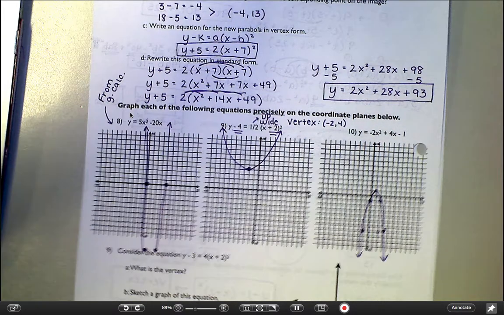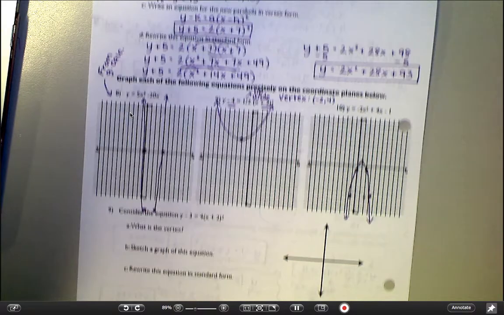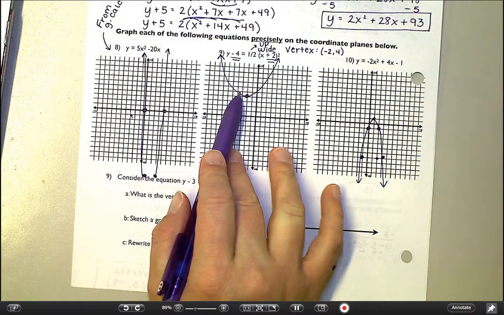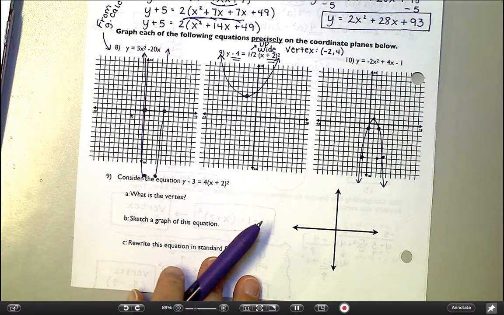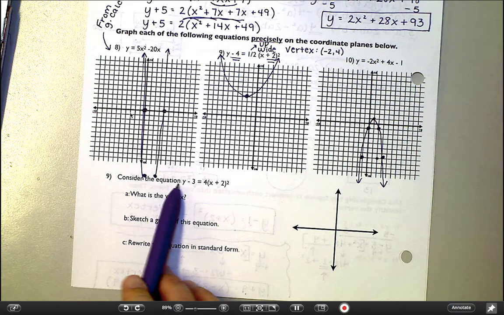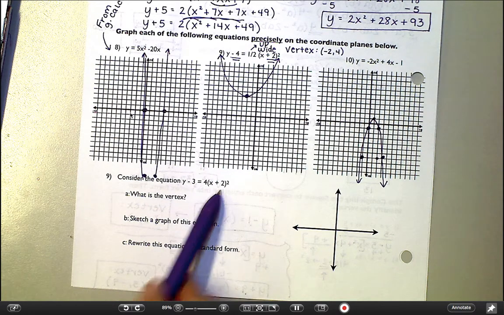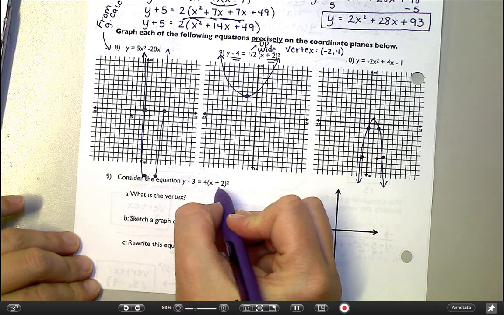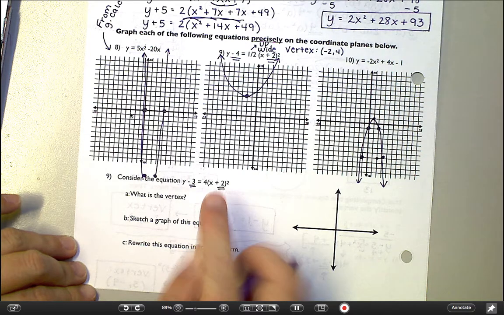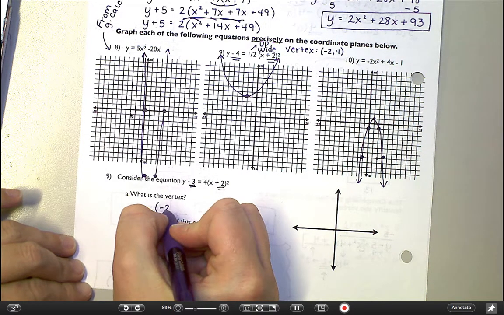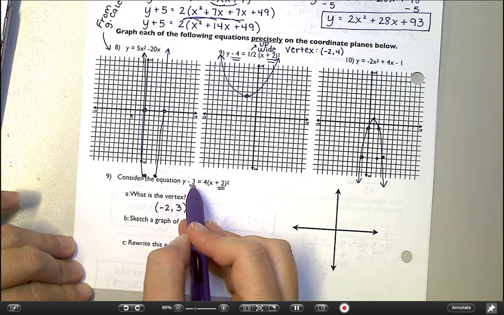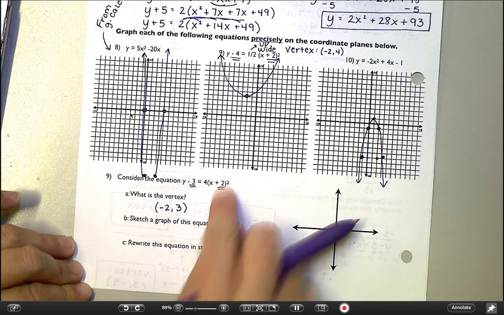All right, so number 9 is very similar to what we're doing in number 7. Looks like I numbered that wrong. Sorry about that. I want to be able to look at this equation and just identify what the vertex would be. The vertex comes from your h and your k, opposite of what it looks like in the equation. So it would be negative 2, positive 3, opposite of those two numbers. And remember to do the x number first.